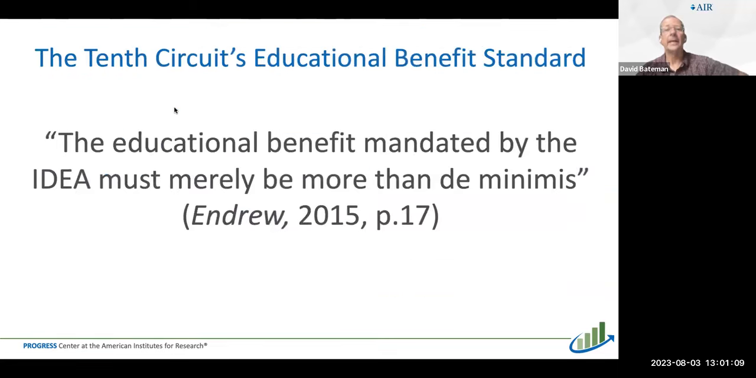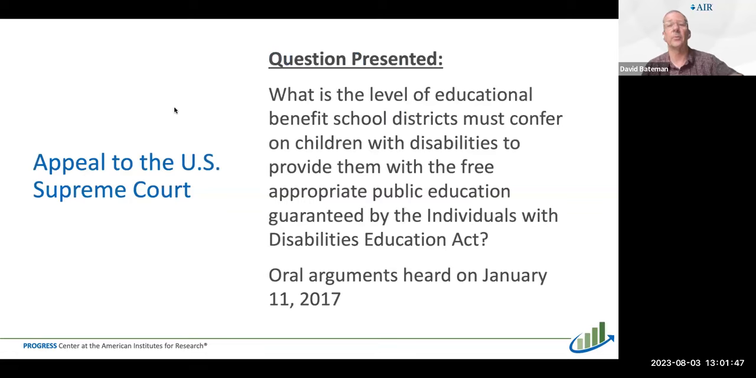And what we had here is that the benefit standard must be merely more than de minimis, which basically means barely more than nothing. There were all sorts of problems with how the IEP was progressing or not progressing for him, and his behavior problems were escalating. As you may be aware, as kids grow, they get larger, and it becomes increasingly difficult to deal with some of the behaviors that they manifest. So it posed a problem for him, and for the school district. But the parents appealed this, and this is the question that they presented to the Supreme Court.